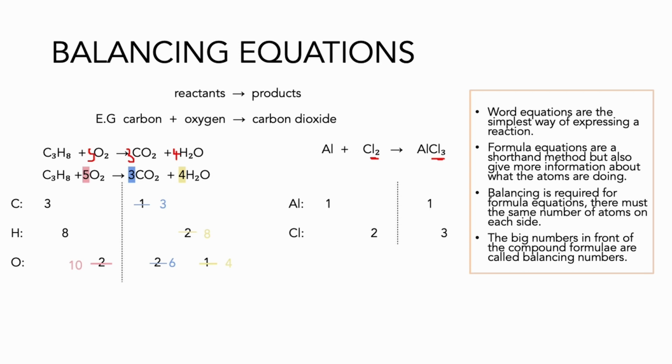So if we note down how many there are of each element, we're going to start by putting a balancing 2 here. So we're going to get 2 aluminiums and 6 chlorines. Now to get 6 chlorines on this side, we can add a balancing 3, 6 chlorines, and aluminiums by itself. So that's fine, 2 aluminiums, and here's our final equation for that.